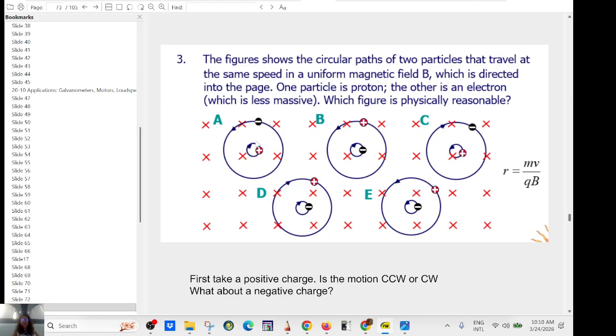This one, bye-bye. Okay, does this one make sense? Can they both go in the same direction? No, because one is positive, one is negative. So this one is bye-bye too, because they go in the same direction. So which one is left? B. Now you can check your right hand. Very good. You can check.